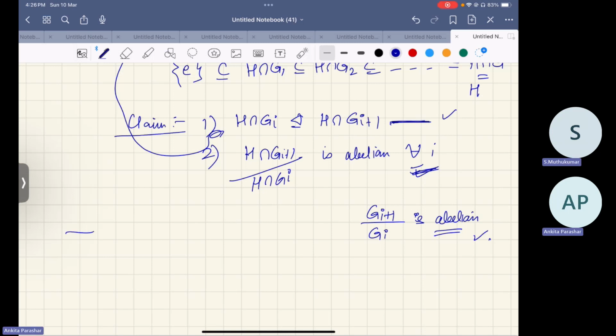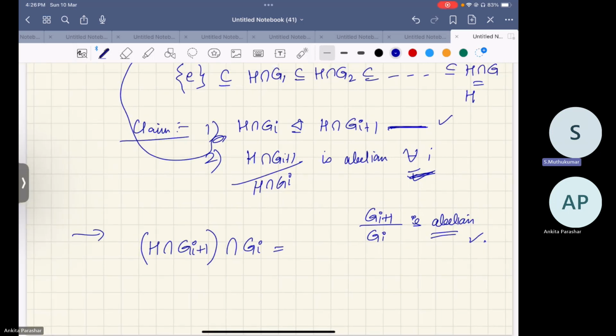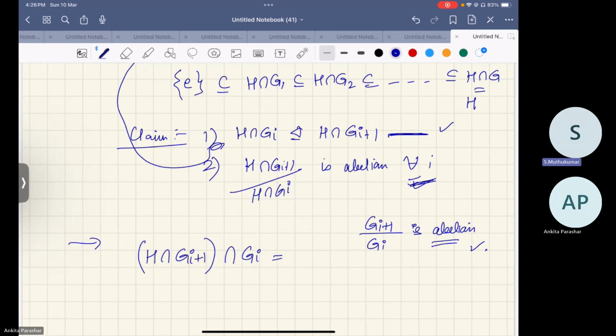There is one observation that you can make. H intersection G_{i+1}, if you further intersect with G_i, what will you get? Intersecting with G_i, because G_{i+1} is a larger set, you get H intersection G_i only, right? Because your G_i is sitting inside G_{i+1}. This is what you are using.